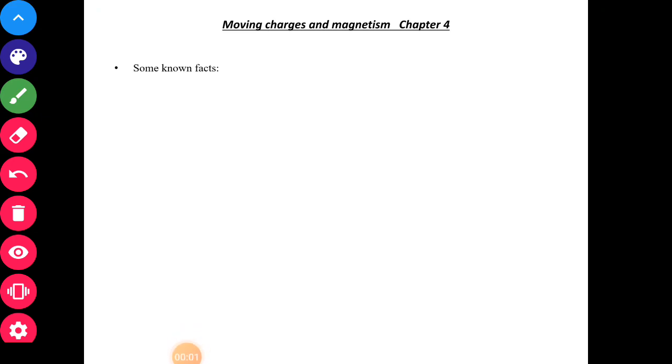Today we begin with the new chapter, that is chapter number 4, moving charges and magnetism. And there are certain known facts that we already know. Source of electric field is electric charge.